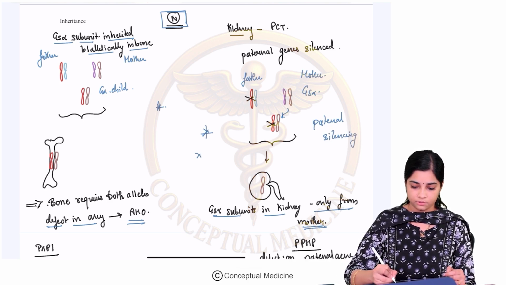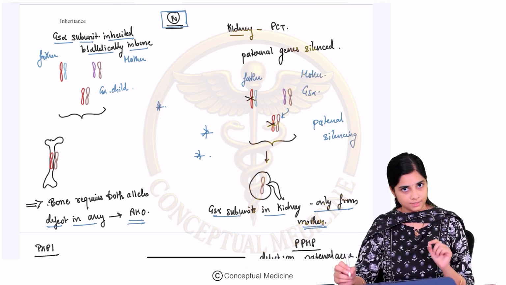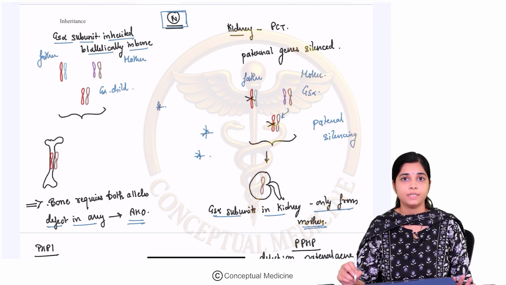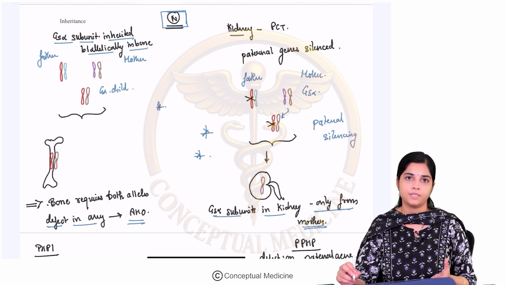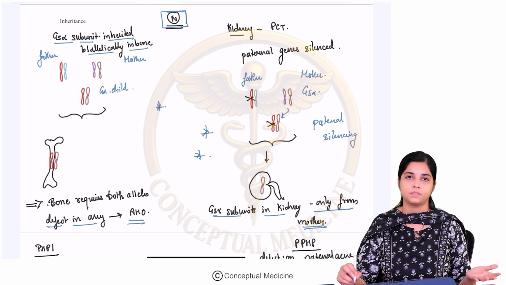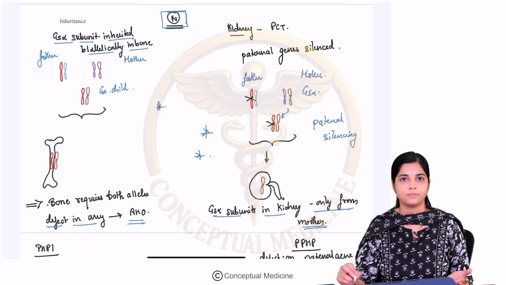This is a normal process. So this is very, very clear. Let us just repeat it. So what are we looking at here? We are looking at the inheritance of your GS alpha subunit, and we are trying to understand why there are differences in your types of pseudo-hypoparathyroidism.